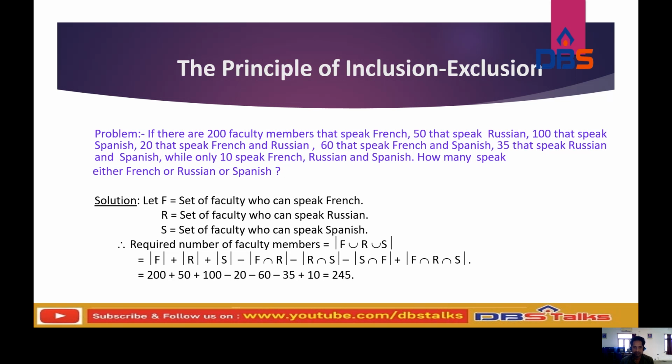So in total, F union R union S equals F plus R plus S minus F intersection R minus R intersection S minus S intersection F plus F intersection R intersection S, which equals a total of 245 members who can speak either French or Russian or Spanish.